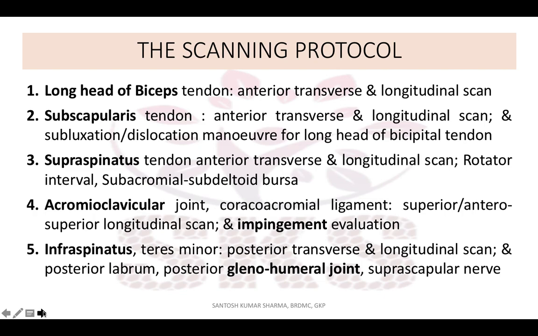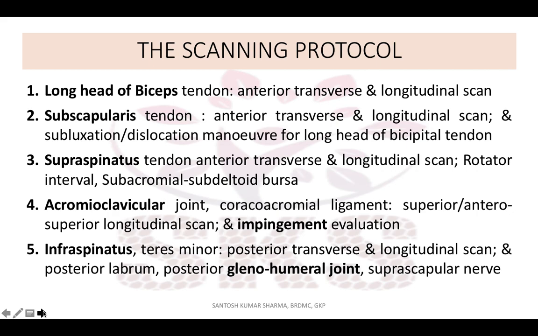Now, for ultrasound of shoulder, you need a scanning protocol. And what is that protocol? It's basically to assess the shoulder comprehensively so that you do not forget anything. So you have a system developed, in which you start from the long head of biceps tendon, then move on to the subscapularis tendon, then the supraspinatus tendon, then the acromioclavicular joint, followed by an impingement evaluation, and finally the infraspinatus, teres minor, the posterior glenohumeral joint, the posterior labrum, and the suprascapular nerve.